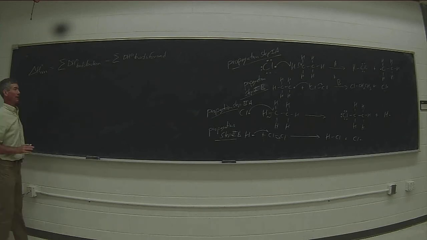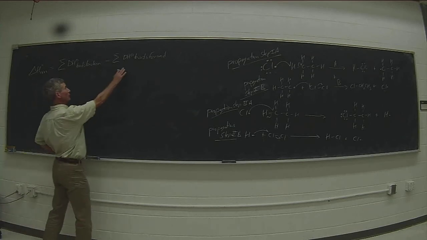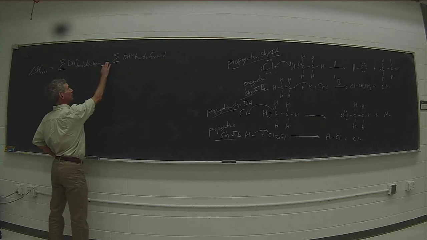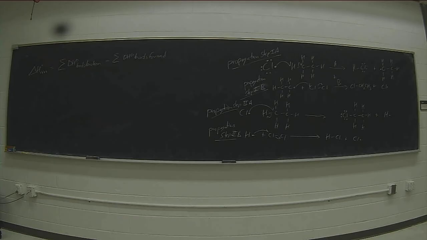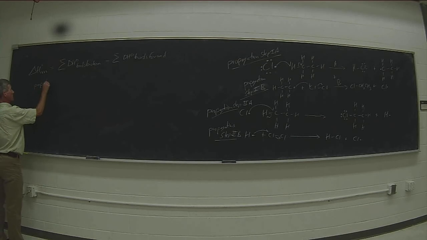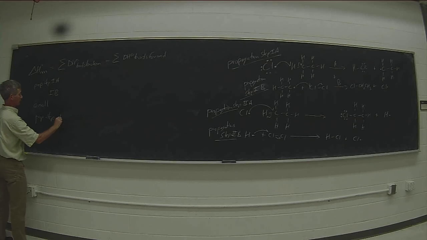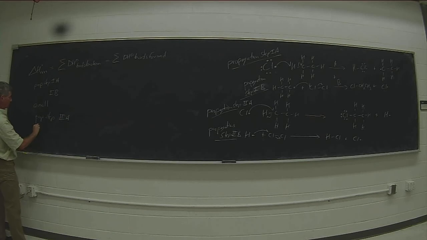It takes energy to break bonds. It releases energy to form bonds, so we have the negative sign here because the formation of bonds is exothermic, and no negative sign here. So we can estimate the delta H of reaction for each of these propagation steps by considering which bonds are broken and which bonds are formed.